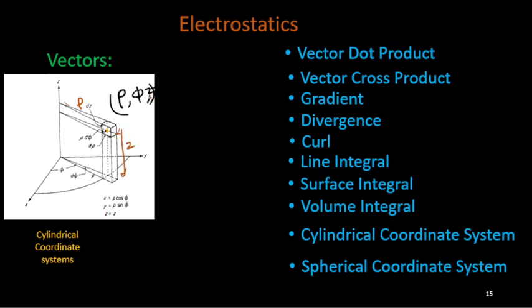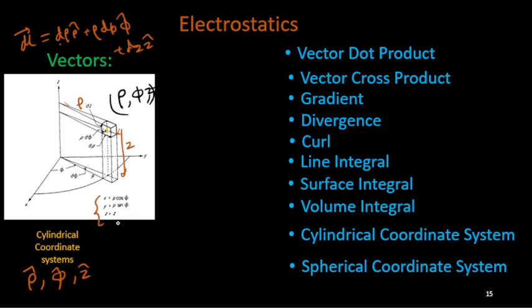So these three parameters will be there, and for them we need to find three unit vectors: rho vector, phi vector, and z vector. Here the most important thing is, what is the elemental length vector? That will be d rho rho-vector, rho d phi phi-vector, and dz z-vector. And how will we get these things, and what is the relation with x, y, z for this cylindrical coordinate system?